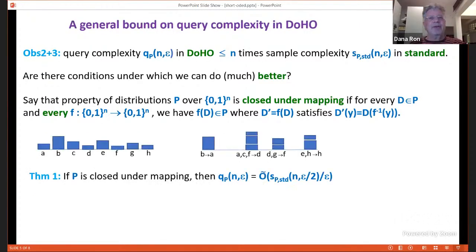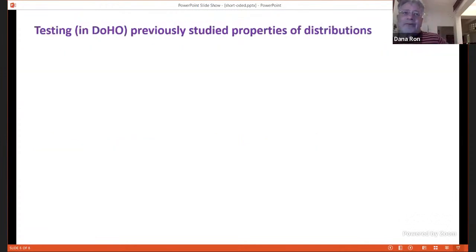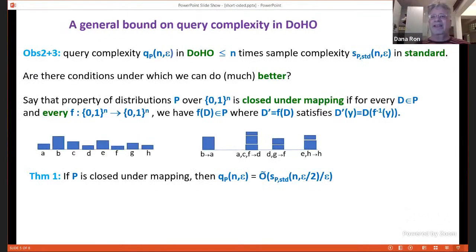So we have several results, but one result in this direction, and it is really a win in a way. It says that we can do it for some type of properties. So I want to describe what type of properties we can do it for: properties of distributions that are closed under mapping.